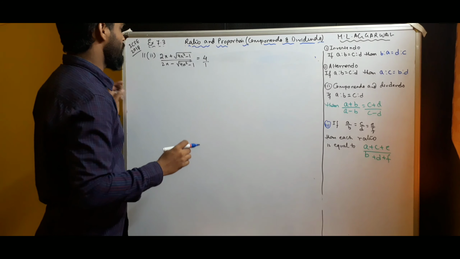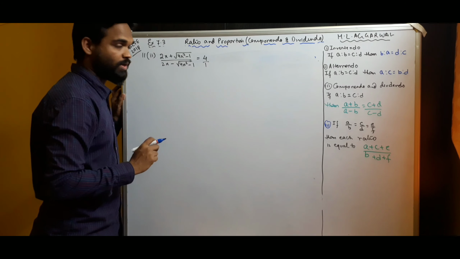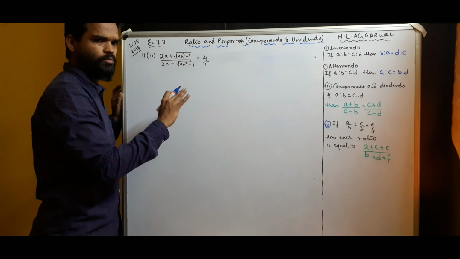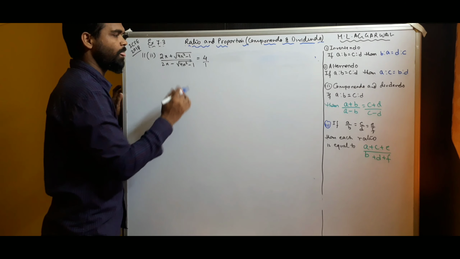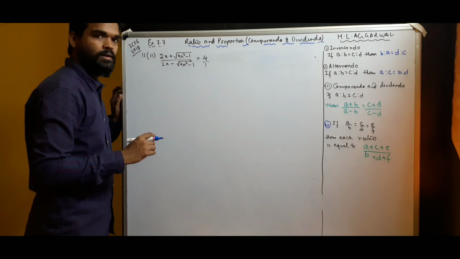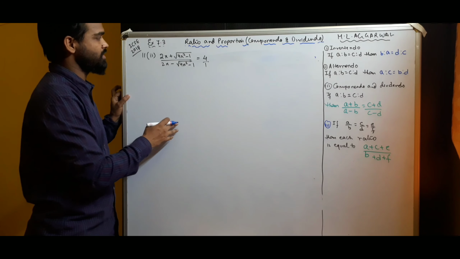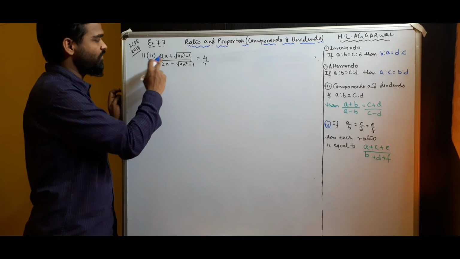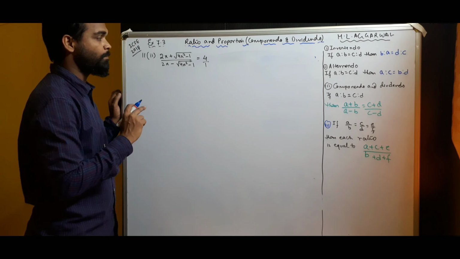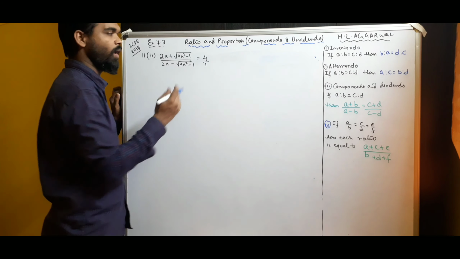Now look at this sum 11 part 2. Very interesting. (2x + √(4x² − 1))/(2x − √(4x² − 1)) equals 4 was given. I have written 4 by 1. Same thing. Now they have asked the value of x. It came in 2018 ICSE. Find x if (2x + √(4x² − 1))/(2x − √(4x² − 1)) equals 4, which I have written 4 by 1.